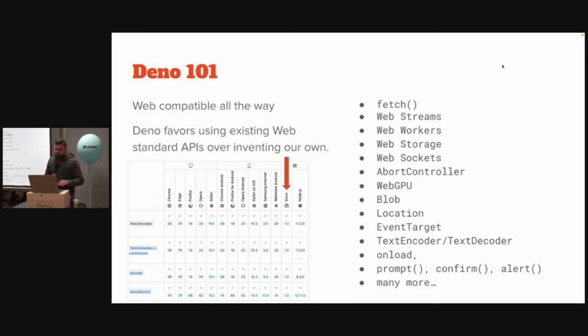Blob, location, TextEncoder, TextDecoder. We even have prompt, confirm, and alert. These are obscure APIs that you probably shouldn't use, but in a quick CLI script, you don't need to pull in inquirer or commander or whatever. You can just use these free APIs from the web and they will work perfectly fine.